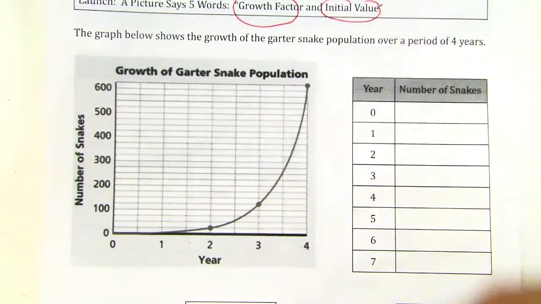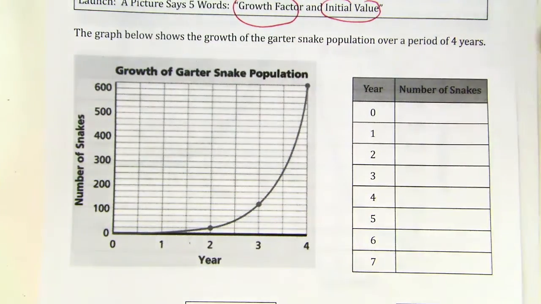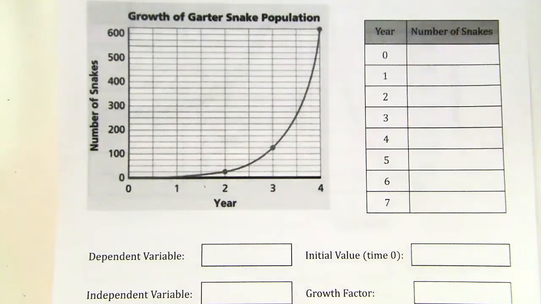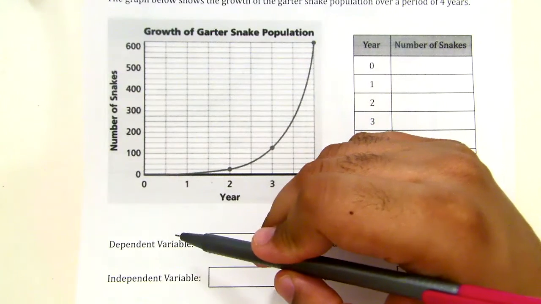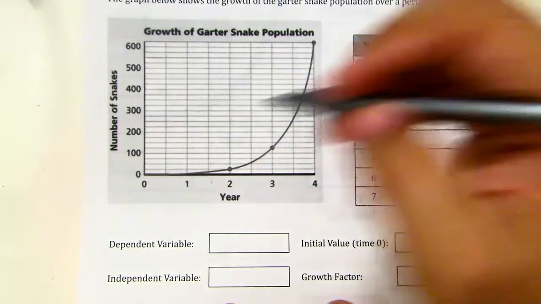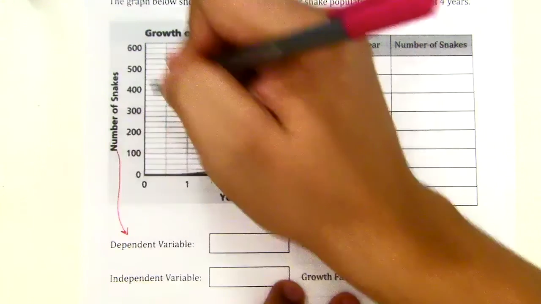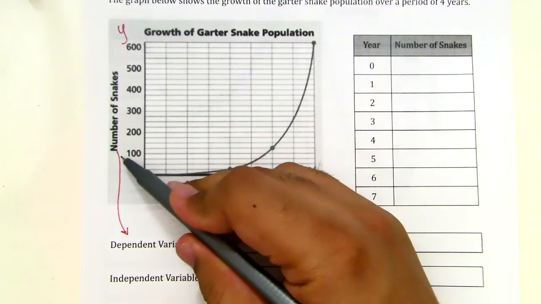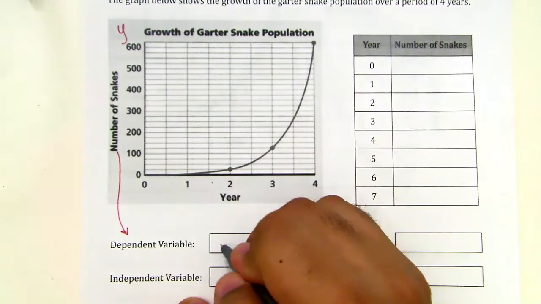Before we get started, it's helpful to understand, when looking at any information, what the variables involved are, and specifically which one is your dependent variable and which one is your independent variable. Your dependent variable is always going to come from your y-axis. That's the one that goes up and down, on the left-hand side of the graph. In this case, the dependent variable is the number of snakes.